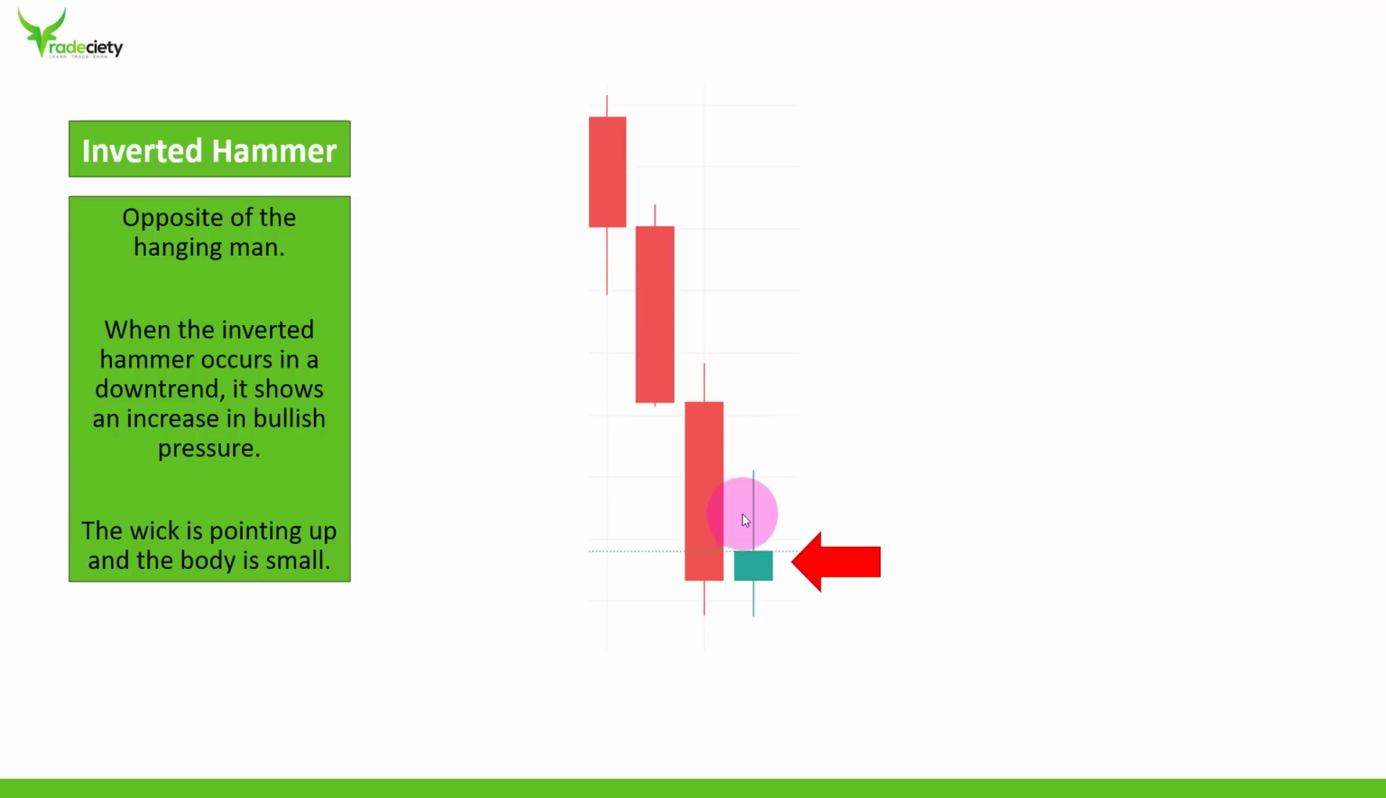Also, probably what is behind the wick is more profit taking. So the longer a trend goes on, the traders are sitting on more and more unrealized profits, and eventually they will start taking profits, which also increases here the bullish pressure.